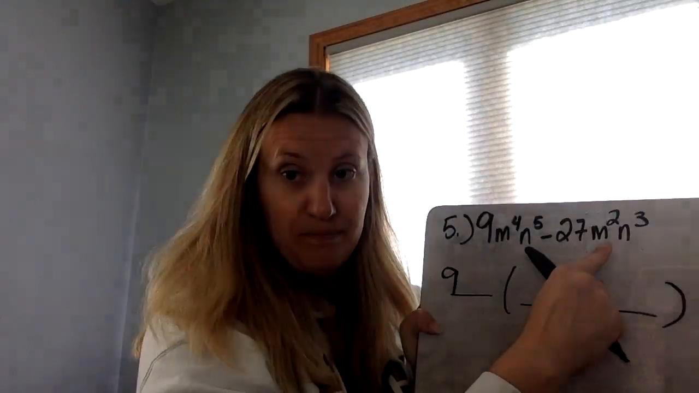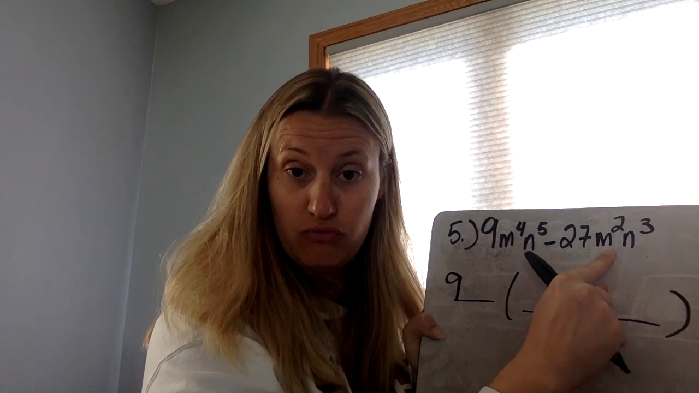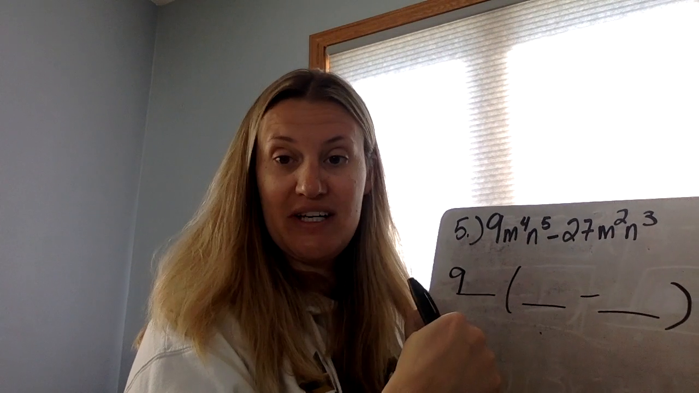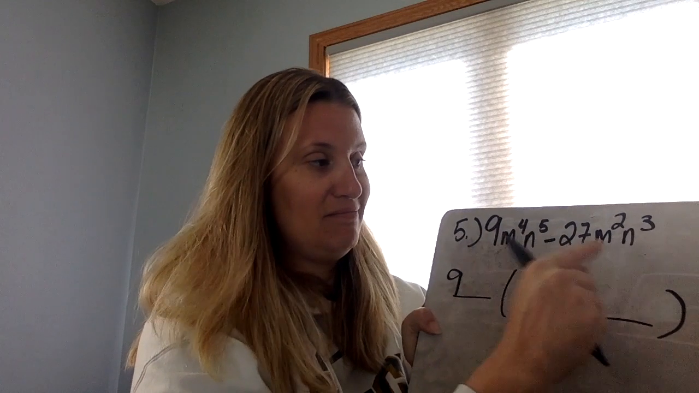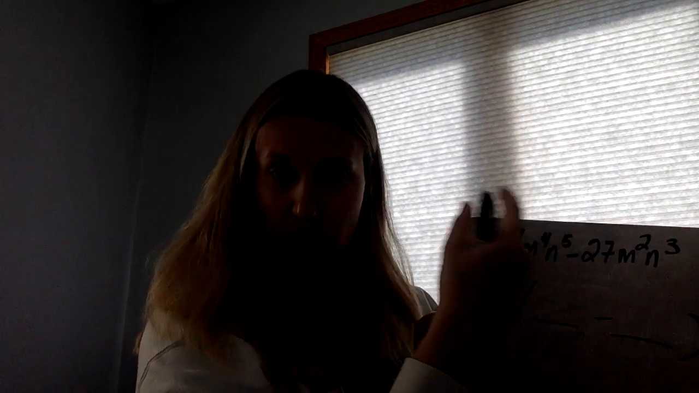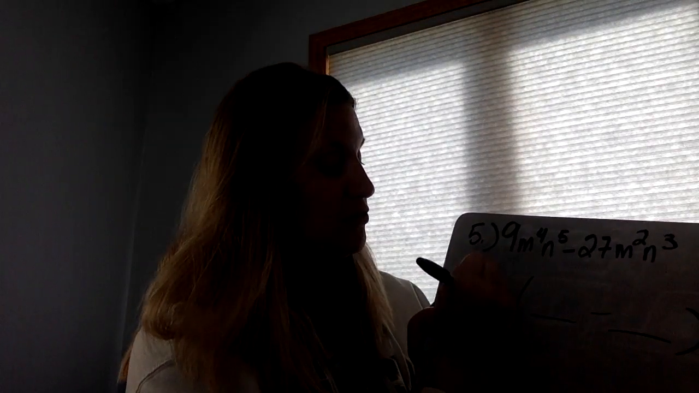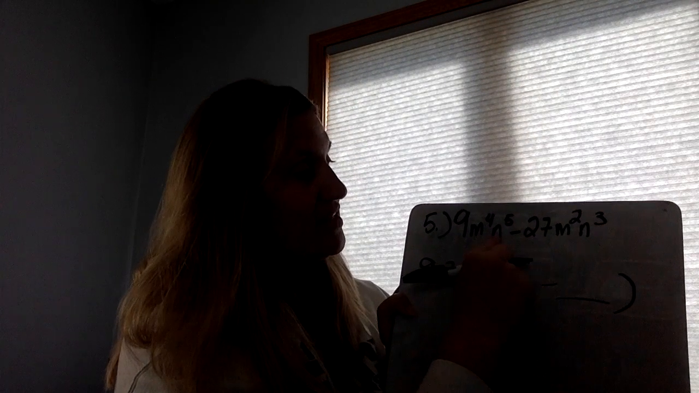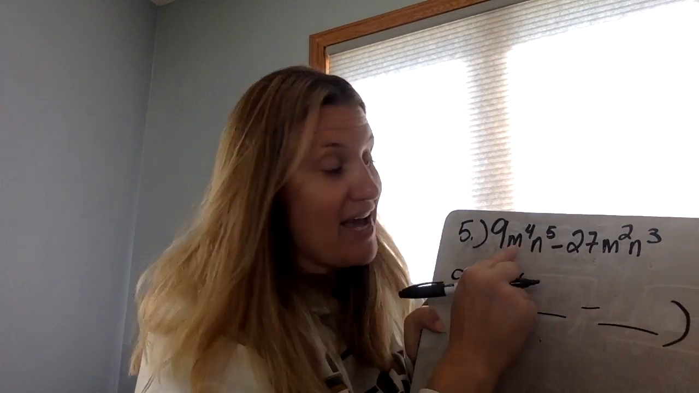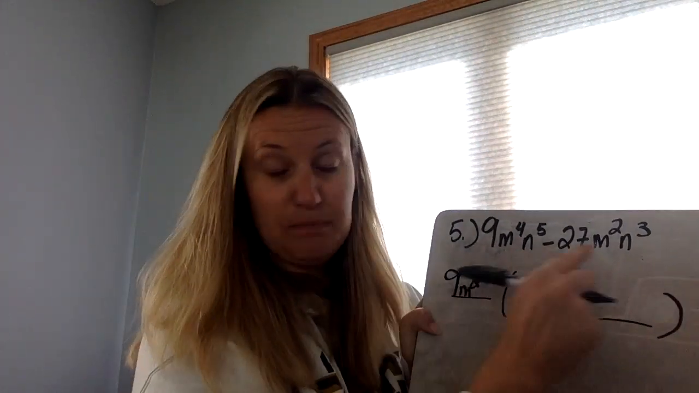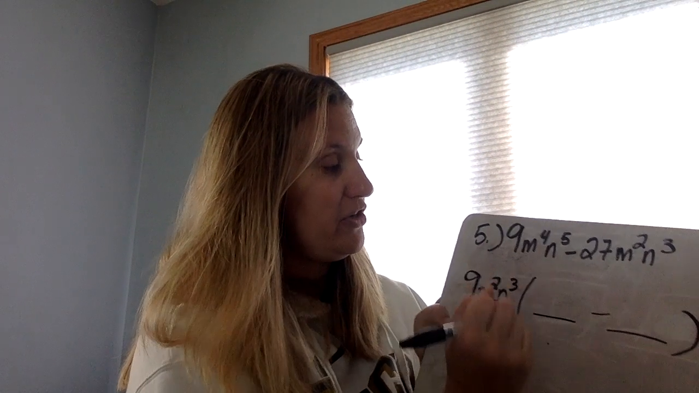Here's 4 of them, here's 2 of them. The most I can pull out is 2. Okay, 1 is not the greatest common factor because there's 2 here and 4 here. So the most I can pull out is 2. So that's an m squared. And then when I look at the n's, there's an n to the 5th and an n to the 3rd. I can take 3 n's away from 5 of them. So I'm going to pull out n to the 3rd.